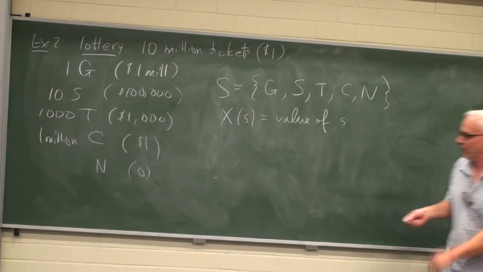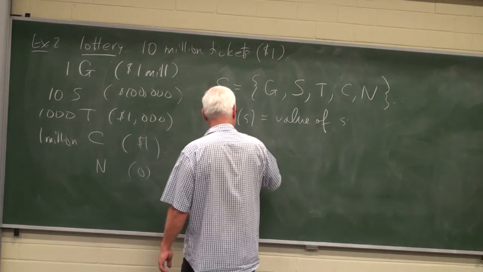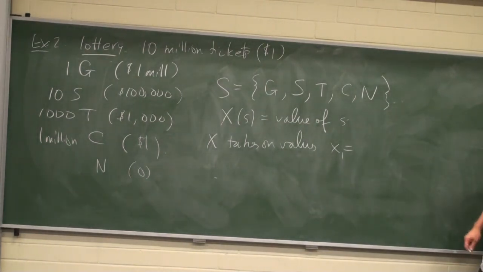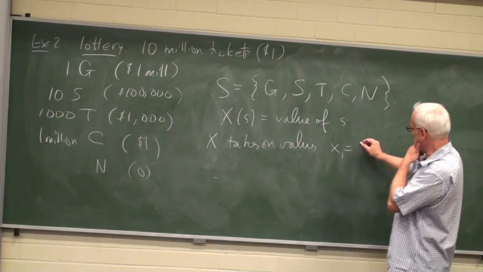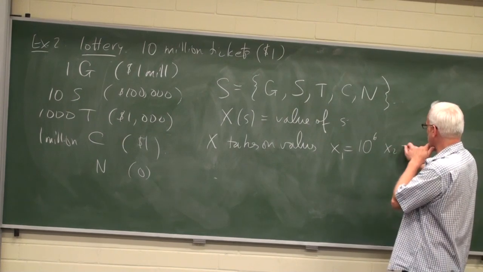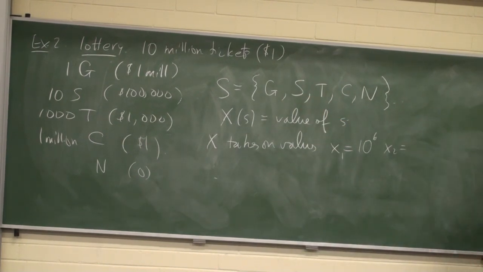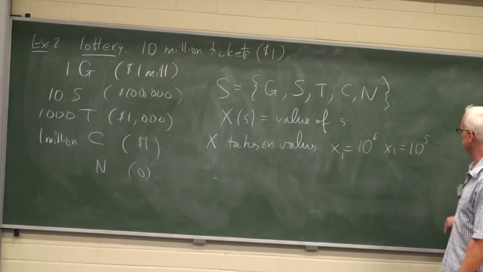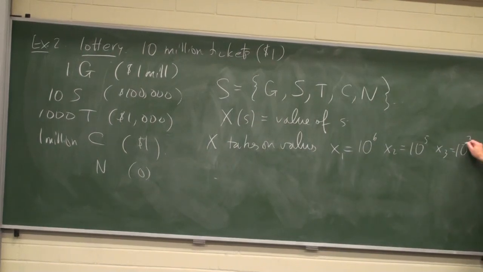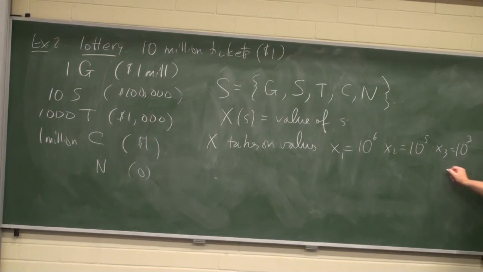So what are the various values X takes on? The first value is the value of getting a G, which is $1,000,000, that's 10 to the 6. The second, if you get an S, has a value of 100,000, which is 10 to the 5th. The third possibility, a third prize, is worth 1,000, which is 10 cubed. The fourth, a consolation prize, is worth only $1. And the fifth possibility is getting nothing, which has value zero.